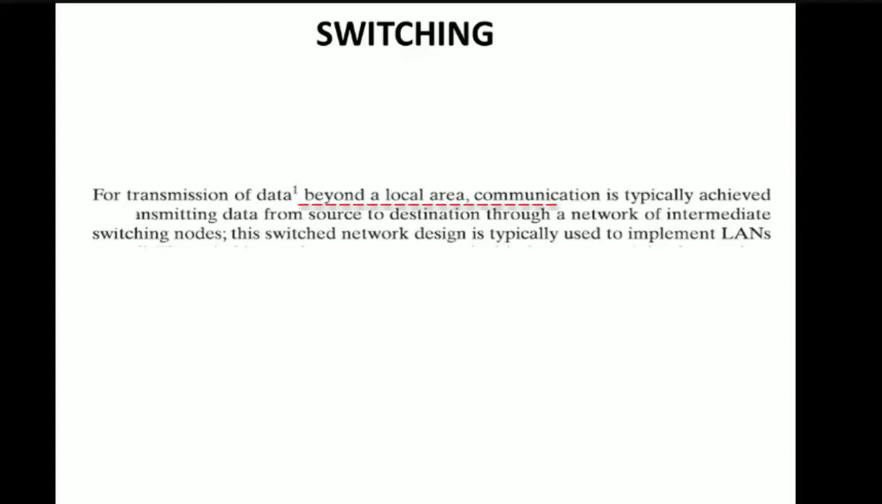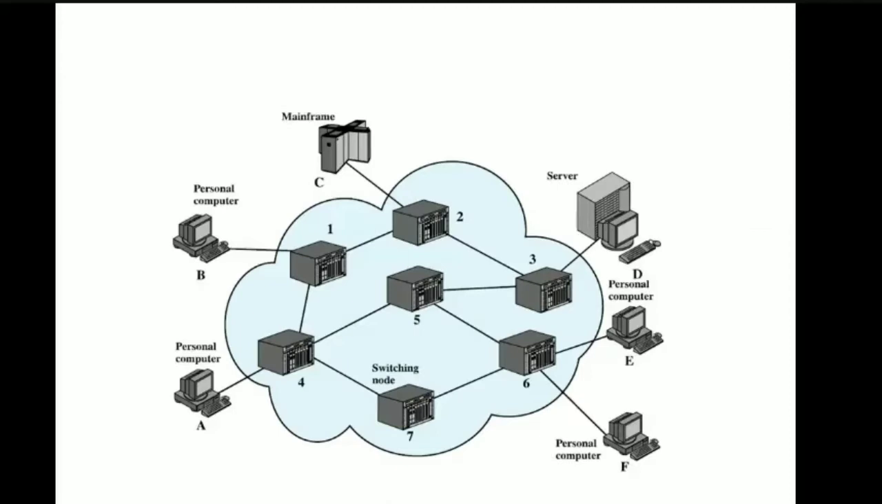area, then the communication is achieved by transmitting the information or data from source to destination with the help of the intermediate switching nodes. Okay, we'll see what these switching nodes are. But when we have information to be sent from source to destination, and these source and destination are connected in different networks, then we have to transmit the data with the help of intermediate switching nodes. Okay, so this switching network design is generally used to implement the LANs also. Anyways, let us now see what actually switching is.